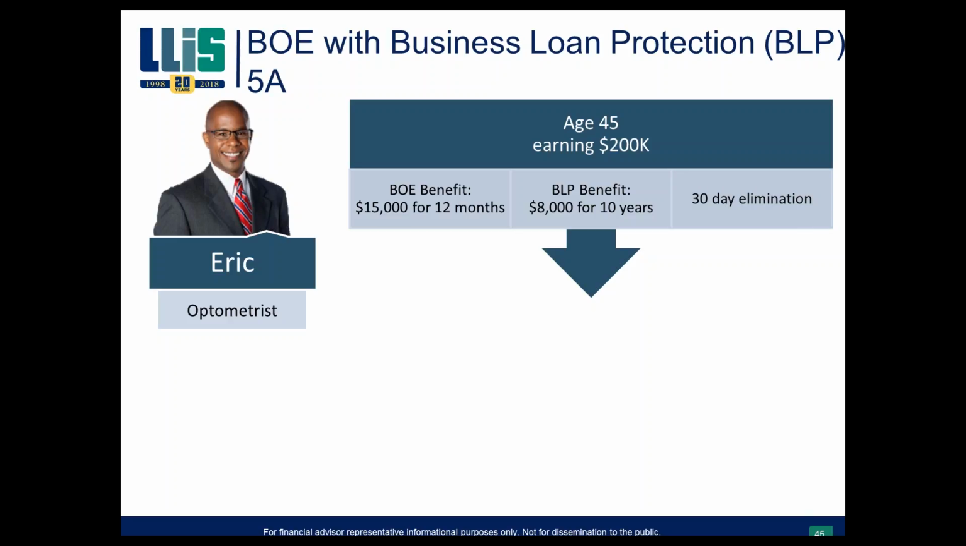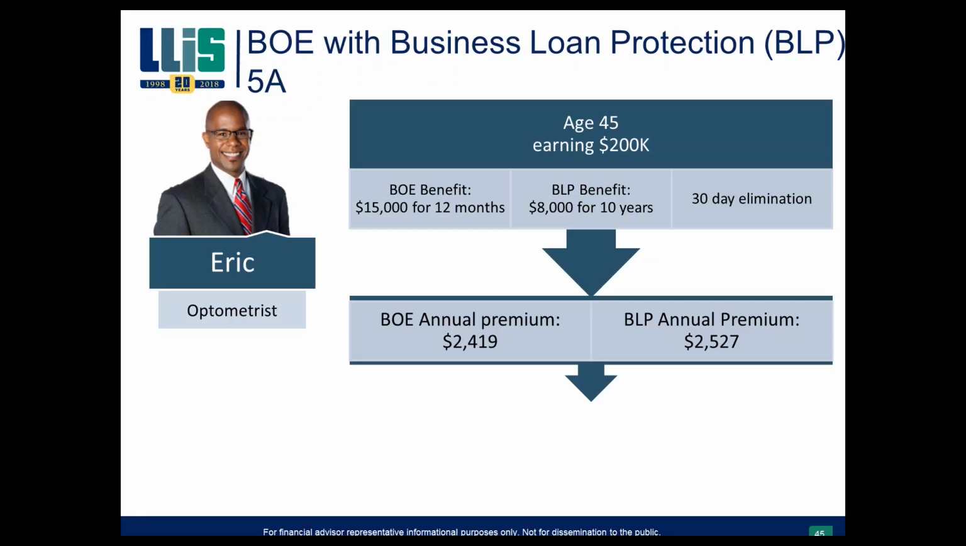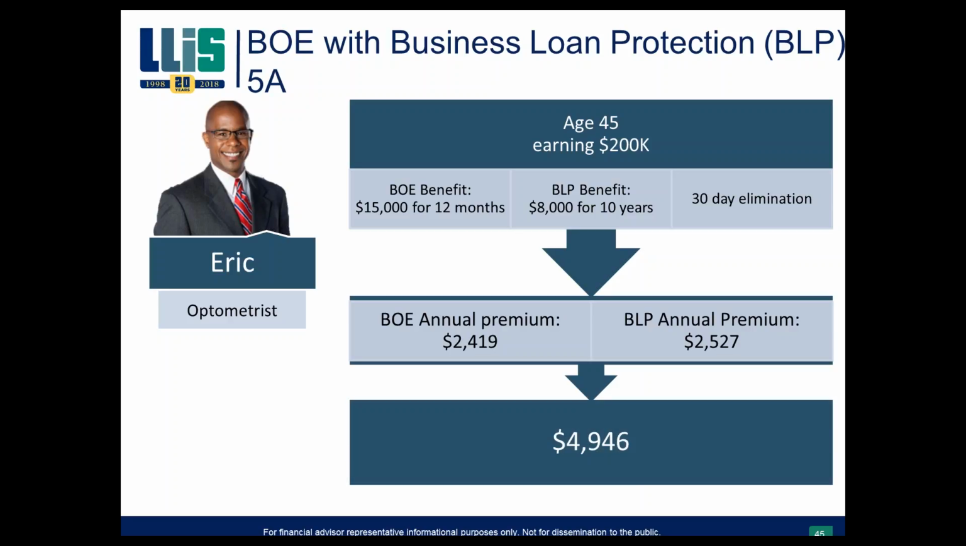And he wanted the money right away, so we did a 30-day elimination period. So the premium for the business overhead expenses is $2,400, and for the business loan protection plan, the premium is $2,527, for just under $5,000. He knows that he could keep the doors open for a little bit, and make sure that if something was to happen to him, he could keep his practice going and possibly have a practice to go back to.